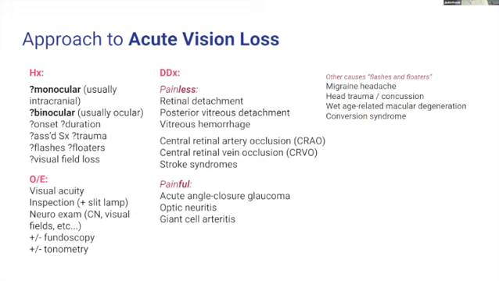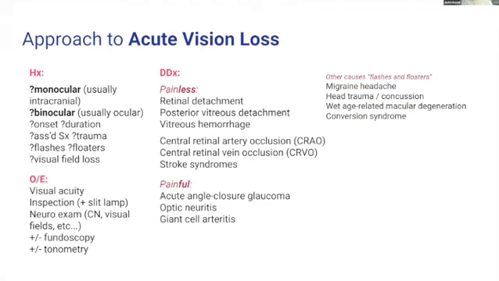In terms of acute vision loss, it can be divided into painless and painful. Painless, we're going to be talking about retinal detachment here, as well as posterior vitreous detachment and vitreous hemorrhage. The other class is a bit less common: central retinal artery occlusion or central retinal vein occlusion, and then other stroke symptoms from the brain itself. The CRAO is basically a mini stroke of the eye, whereas other stroke symptoms that affect the occipital lobe, for example, can cause vision changes as well.